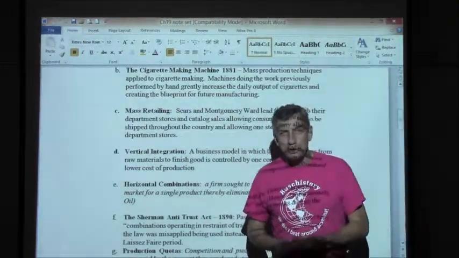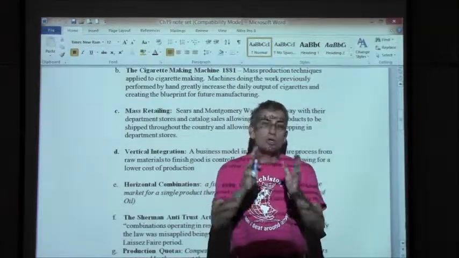This is what the game Monopoly is all about. Horizontal combinations are you seek to control the market.